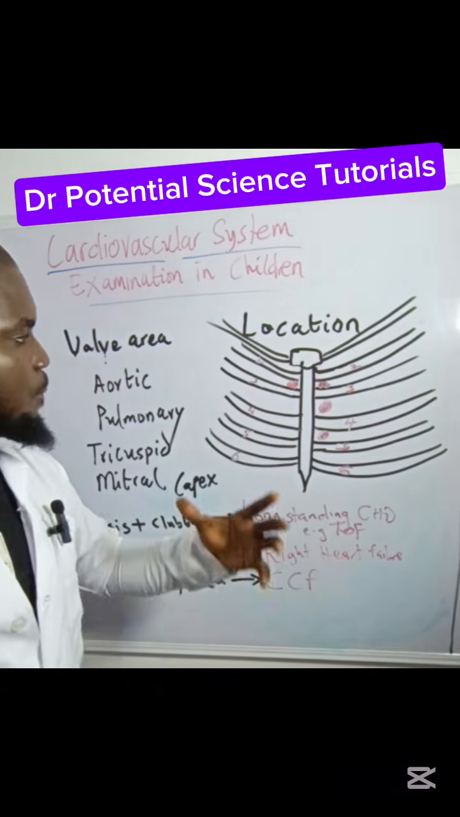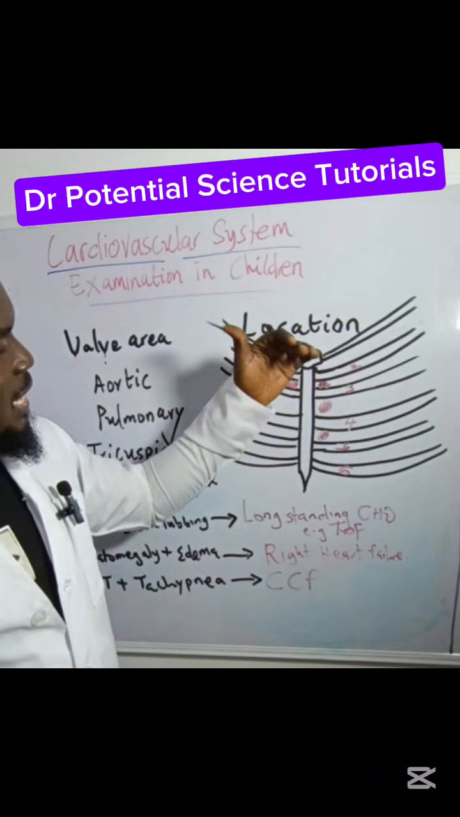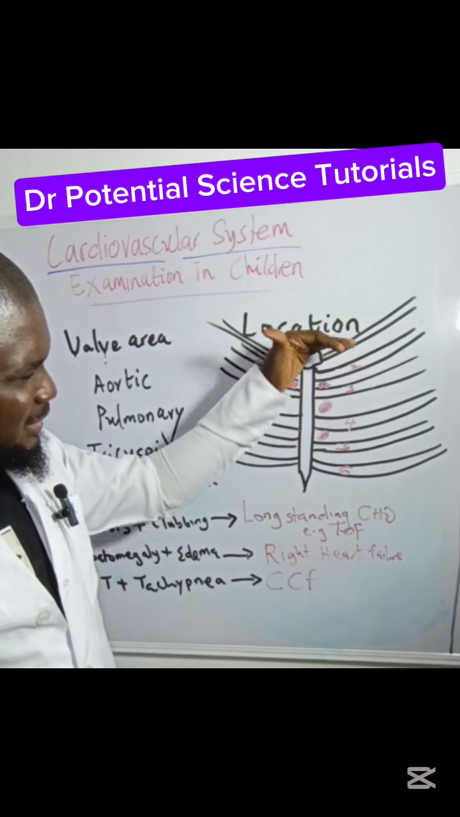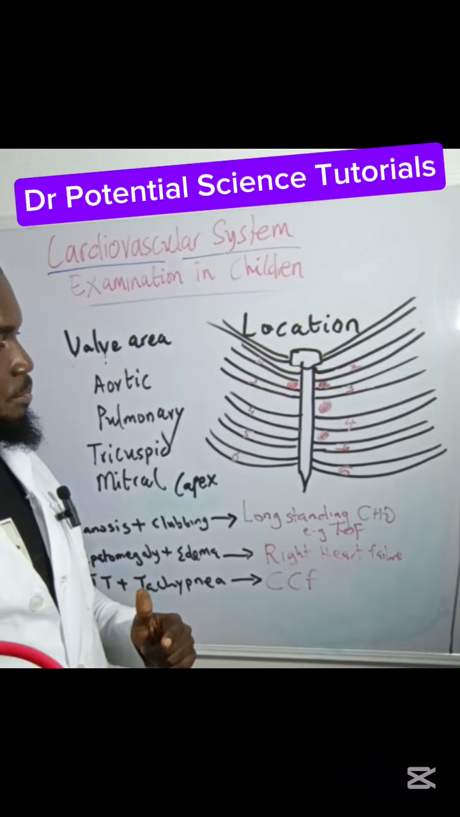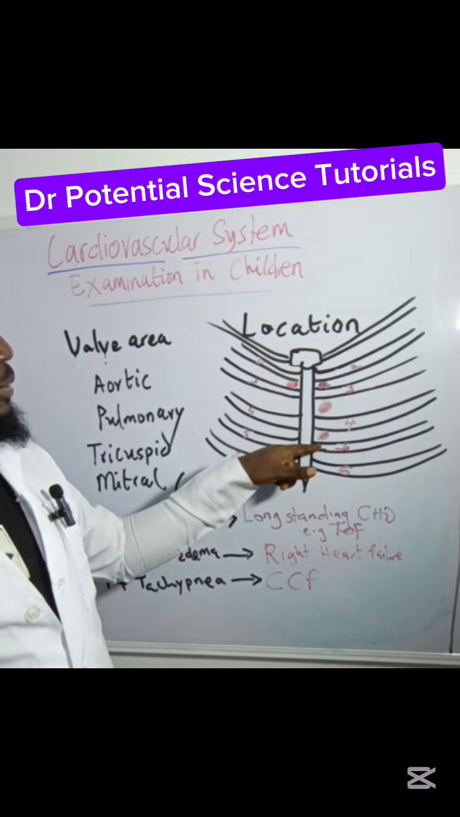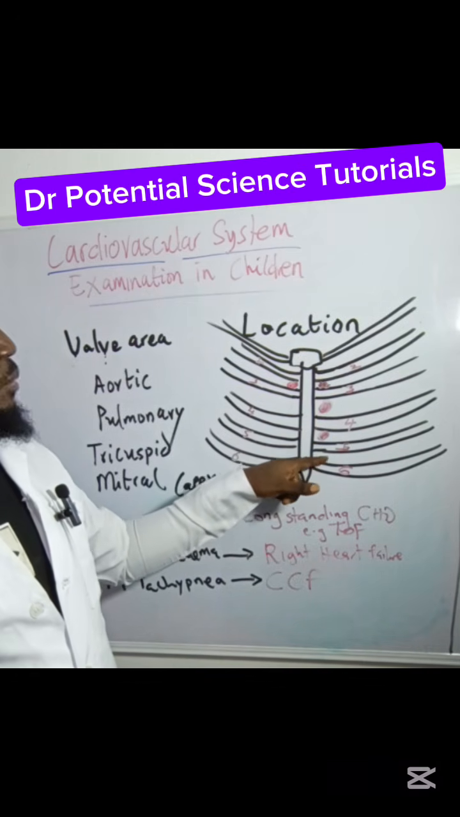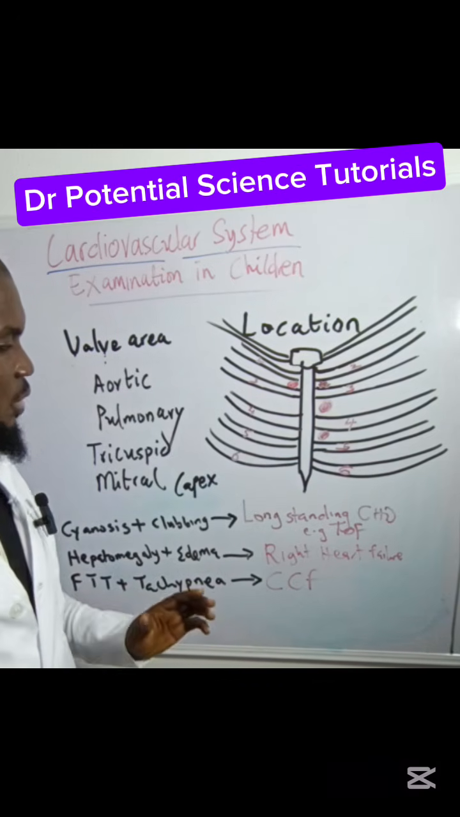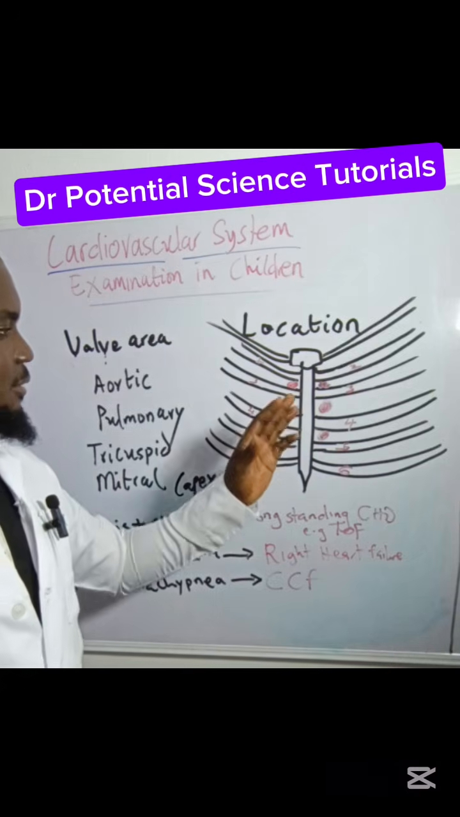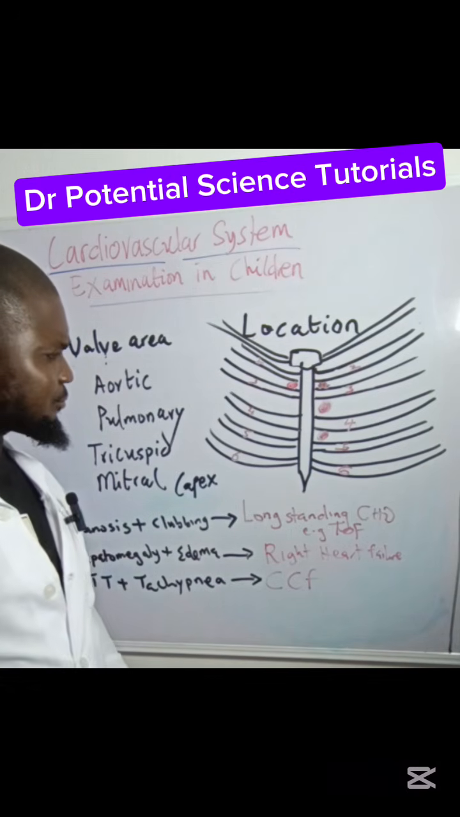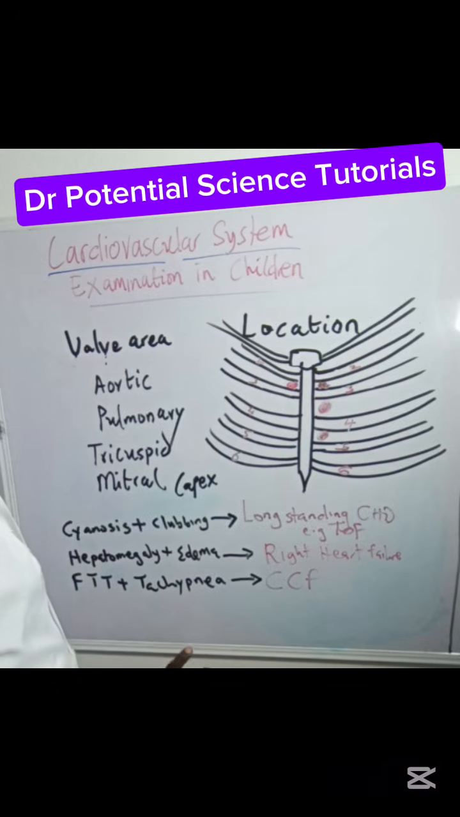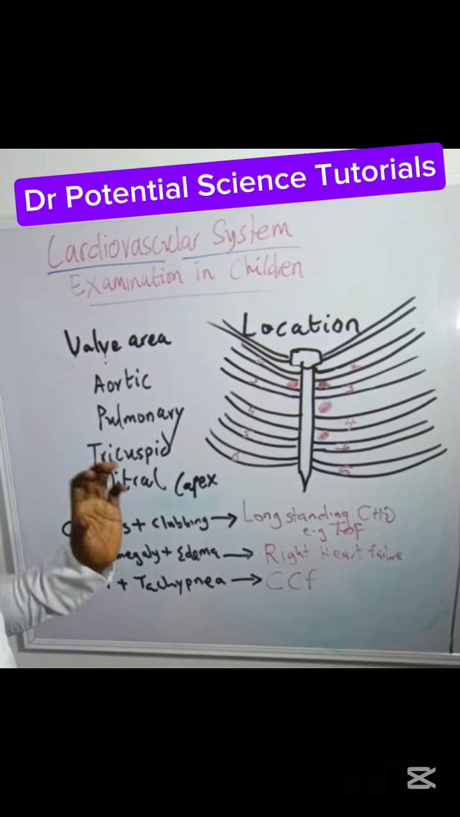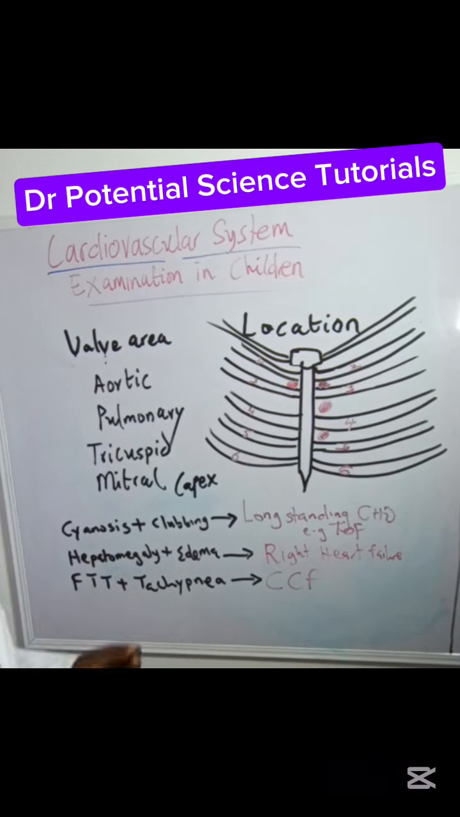Now, in some patients that are obese, the fats that they accumulate along the chest wall push the heart a little bit down. So in some obese patients, the heartbeat might be on the fifth intercostal space. But for most of us, it is always on the fourth intercostal space. That is the mitral valve. How many valves in total? 4. APTM. You'll be asked.